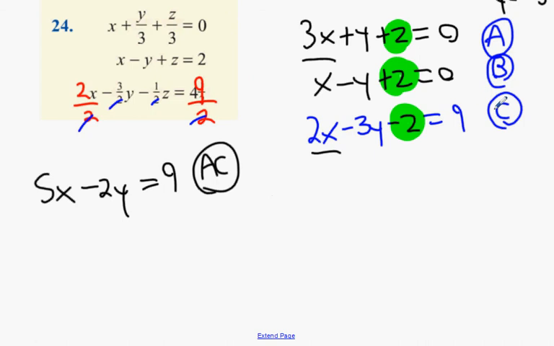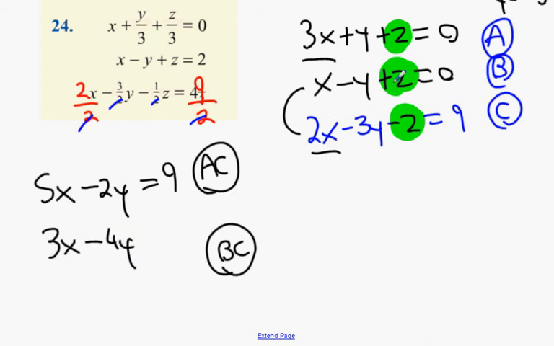I'm now going to combine B and C together. X plus 2x minus y minus 3y plus z minus z. 0 plus 9. Do you see what I did there? I got rid of all the z's. Now I have a regular simultaneous equation. Need to get rid of the y's, I'd say.